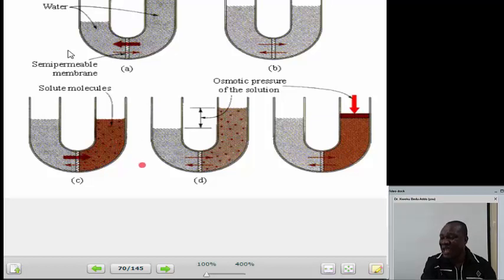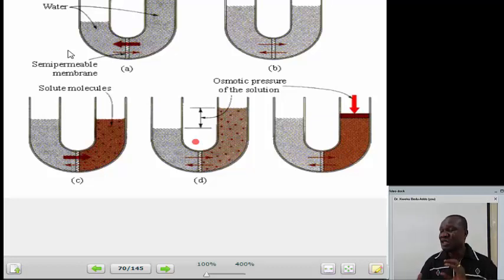Now, if the solution A has a lower concentration of solute compared to B, A is said to be hypotonic to B. So two solutions could be isotonic when the osmotic pressures are equal. Now, one can be hypertonic to the other if the concentration of the one, say A, is greater than B. Now, because the concentration of B is lower than A, B is said to be hypotonic to A.